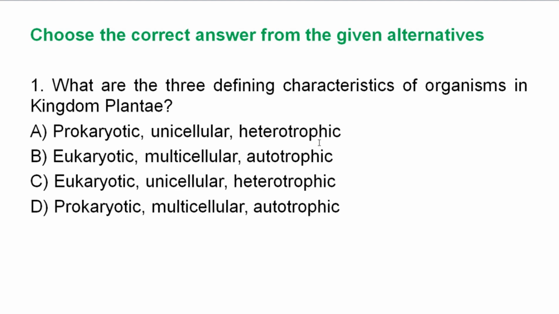Good, the correct answer is B. Kingdom Plantae are eukaryotic, Kingdom Plantae are multicellular, Kingdom Plantae are what? Autotrophic. Yes? So, eukaryotic, multicellular, autotrophic. These are the major characteristics of Kingdom Plantae. So, the answer for question number 1 is B.